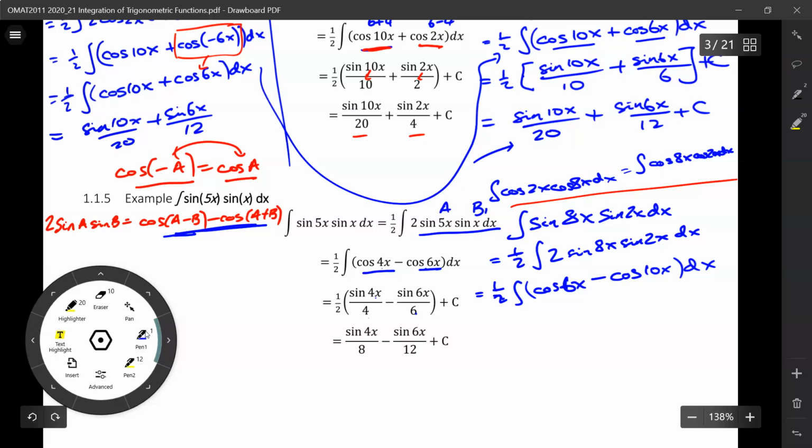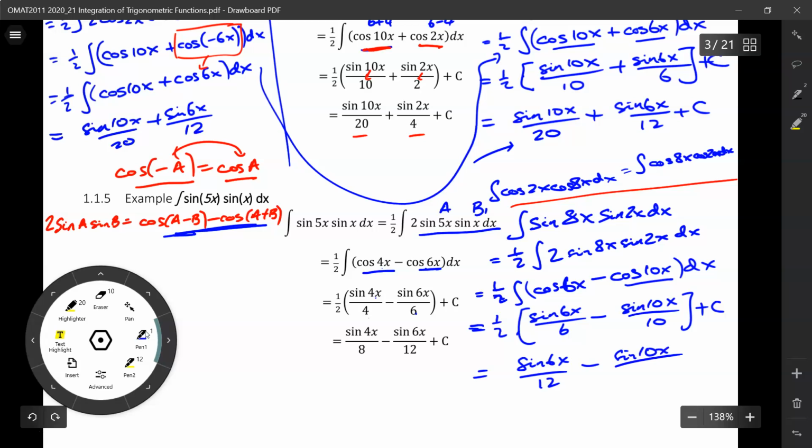So it's a tricky enough rule to use, but you're using that rule up there, and that is equal to half times the integral of cosine 6x, which is sine of 6x over 6, minus the integral of cosine 10x, which is sine of 10x over 10, plus a constant of integration. That gives us sine 6x over 12 minus sine 10x over 20 plus the constant of integration. So I think the first one is correct. Tell me if you got that.